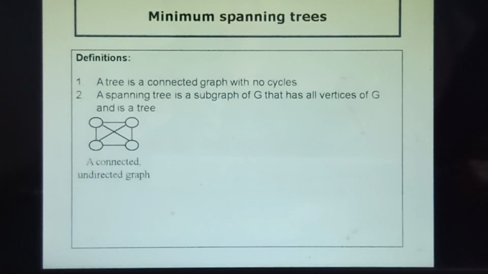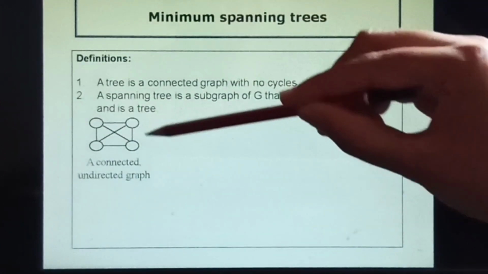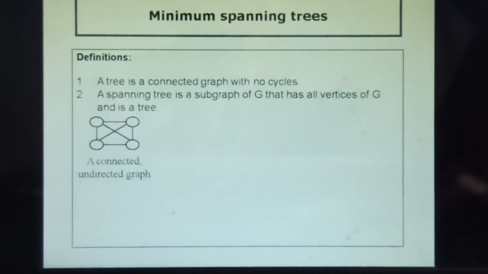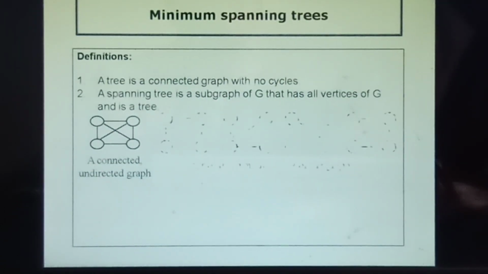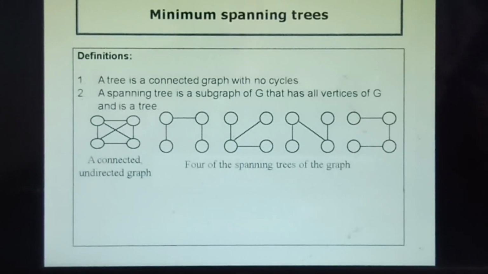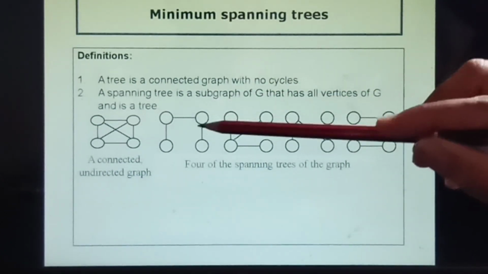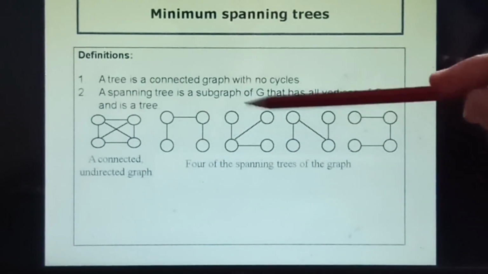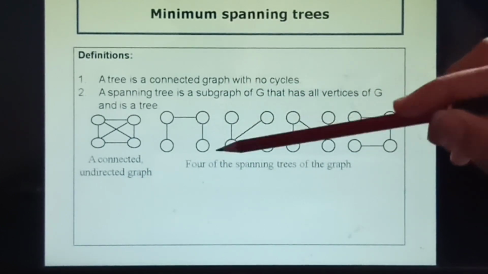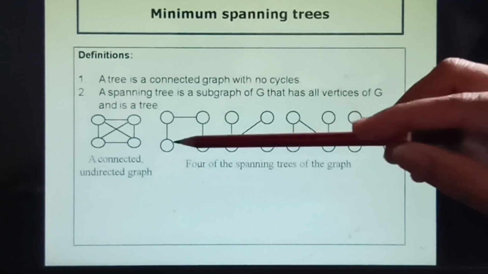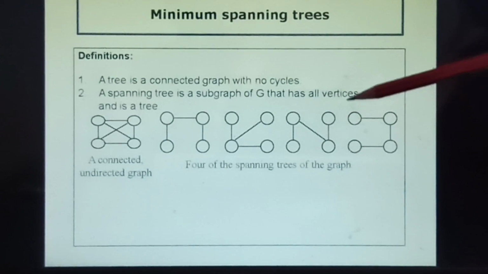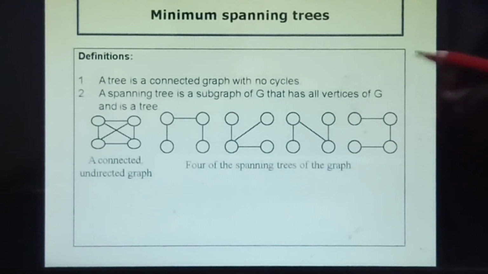So we will see the example. So if you see, this is a connected graph, 4 vertices are there and 6 edges are there. So for this graph we can draw a number of spanning trees this way. So if you see, in each and every spanning tree all 4 vertices are included but not all the edges are there, and there will not be any cycle in any spanning tree. So this is the concept of the spanning tree. That means from a graph we can draw a number of spanning trees.